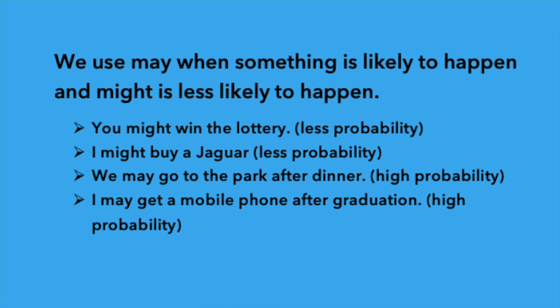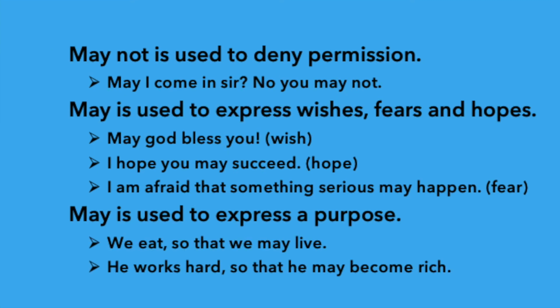It has high probability. I may get a mobile phone after graduation. The probability of something happening is pretty high. There is still a little question about whether or not it will happen, but it's very possible. We use may when something is more likely to happen, use might if something is less likely to happen, or in hypothetical situations. May not is used to deny permission.